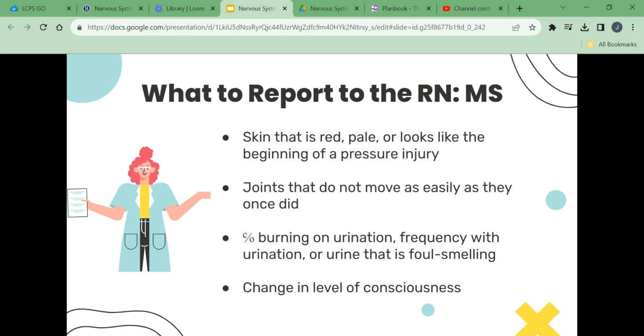Some things to report to the RN are skin that is red, pale, or looks like the beginning of a pressure injury, joints that do not move as easily as they once did, complaints of burning on urination, frequency with urination, or urine that is foul smelling, and any changes in level of consciousness.